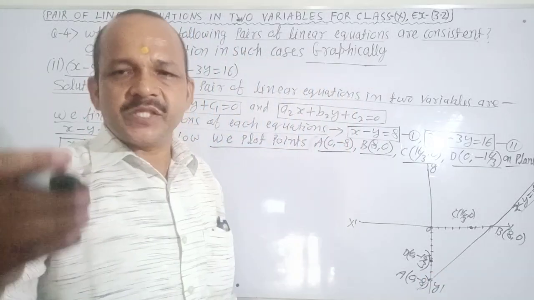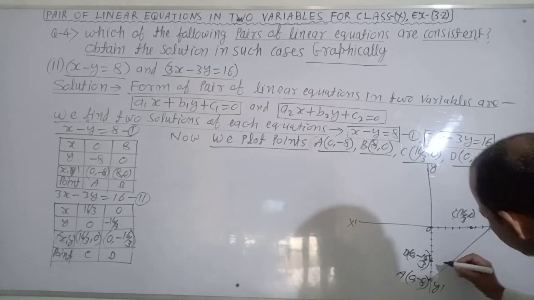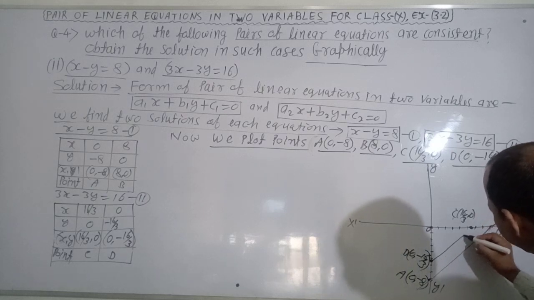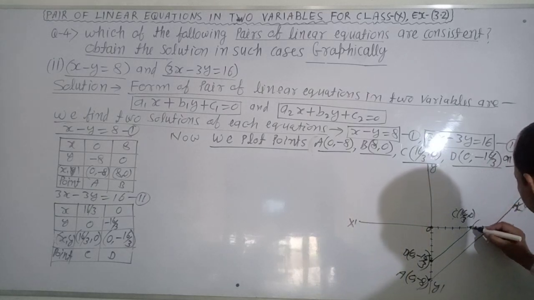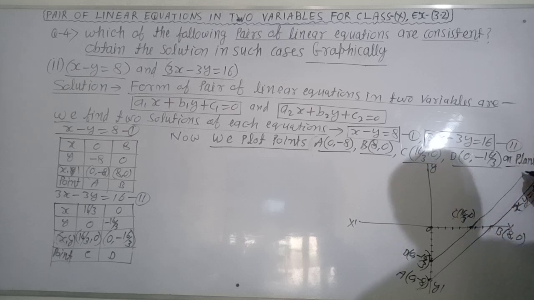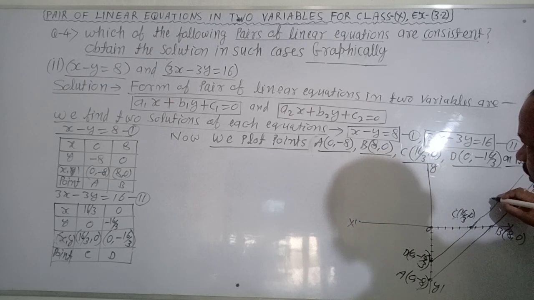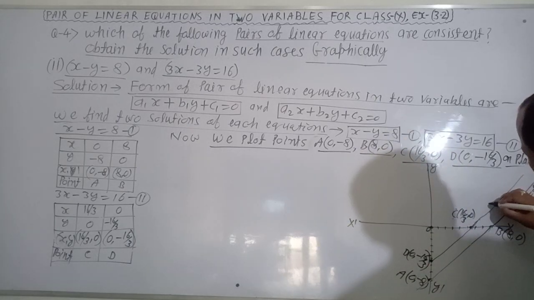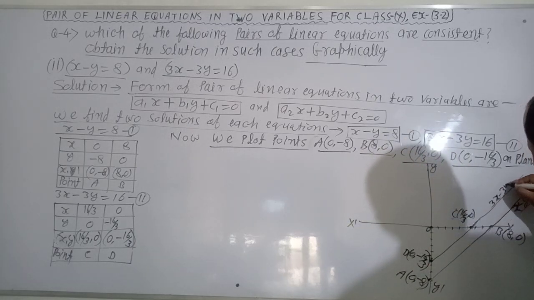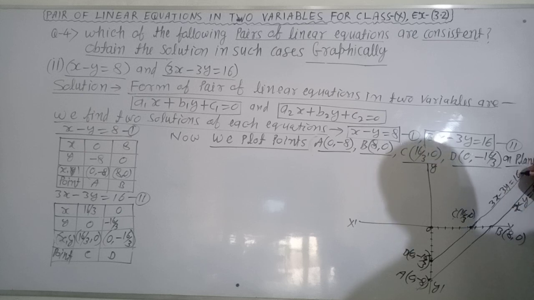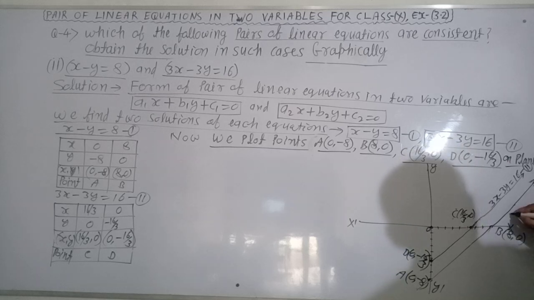Now you join point C and D. Here you join point C and point D and produce this line. Here it is according to equation second, 3x minus 3y equal to 16. Equation second. And this line is according to equation first, x minus y equal to 8. Equation first. It is clear?